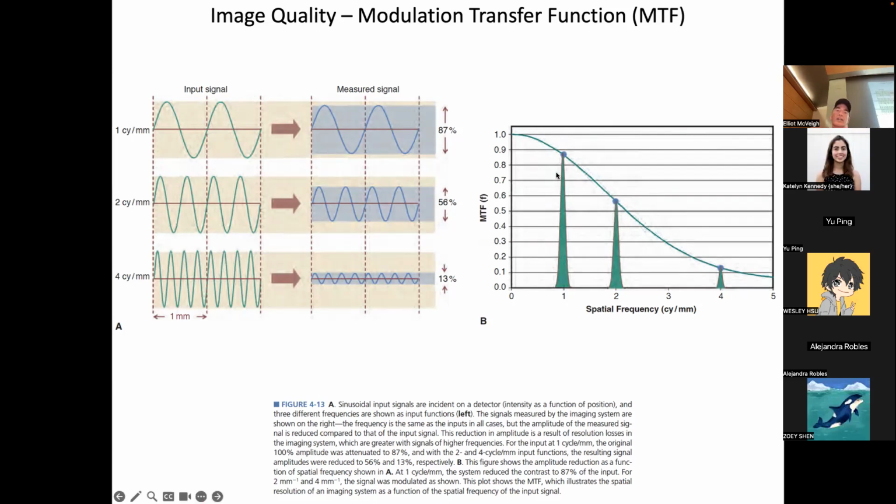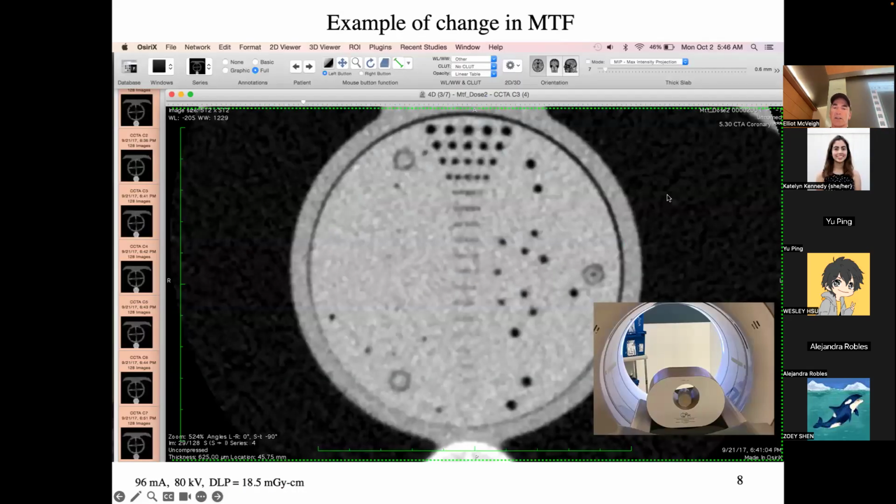Okay, so for X-rays, or any object signal that's coming in, we can compose it of sine waves, and we see how sine waves of higher and higher frequencies get diminished. That's the modulation transfer function. It is a very important concept. So if you put an object in your imager, this is a CT scanner here, it's about 60 centimeters across the donut.